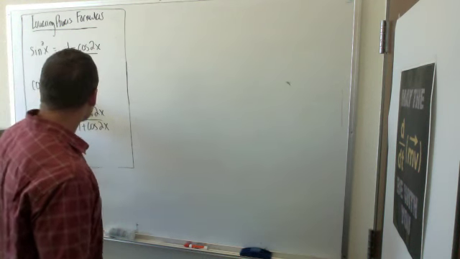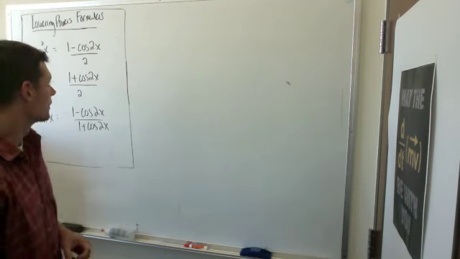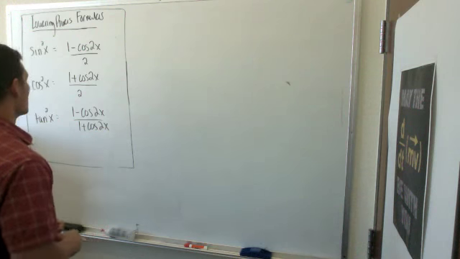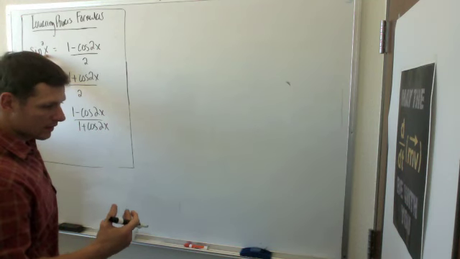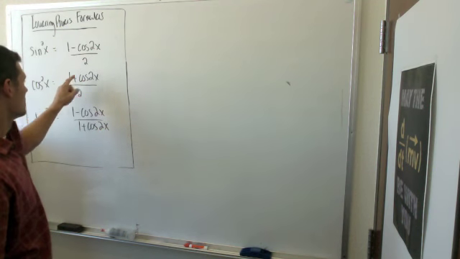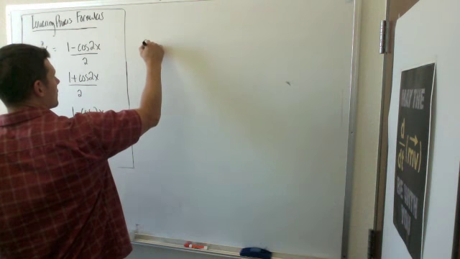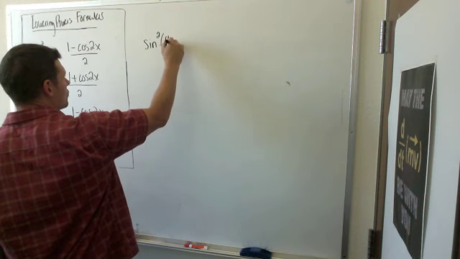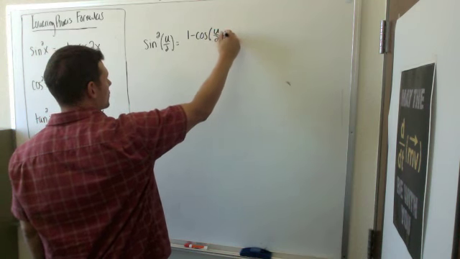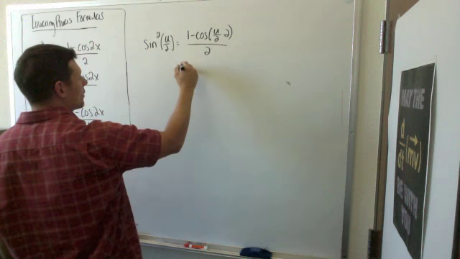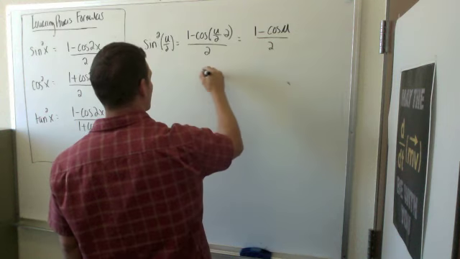Given our formulas here for lowering powers, I'm going to do a simple substitution to get a new formula for our half angle formulas. Instead of x, I'm going to write u over 2. So whenever I see x, I'm going to write u over 2. I'm just doing a substitution. So if I rewrite each one, I'll get sine squared of u over 2 equals 1 minus cosine of u over 2 times 2 divided by 2, which equals 1 minus cosine u divided by 2.